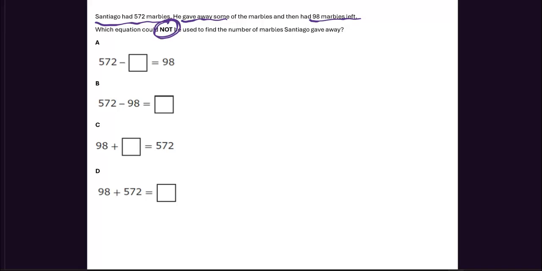Okay, so Santiago has 572 marbles. So do we have a total? Yes, 572 is our total because that's how many marbles he had. Okay, now if he's giving away marbles, is that adding to his total or subtracting from his total? Right, it's subtracting from his total. So let's take a peek at our answers. If it is not subtraction, then it is out, right?